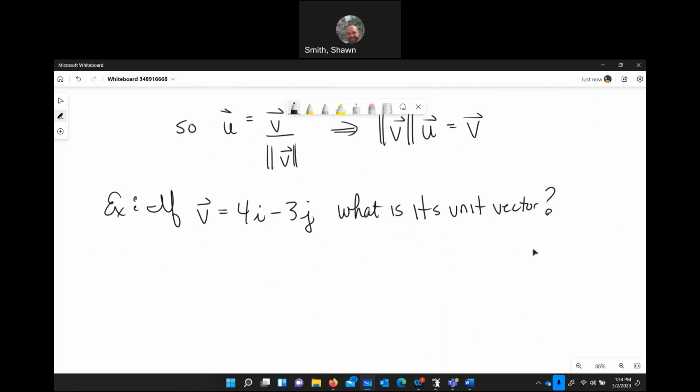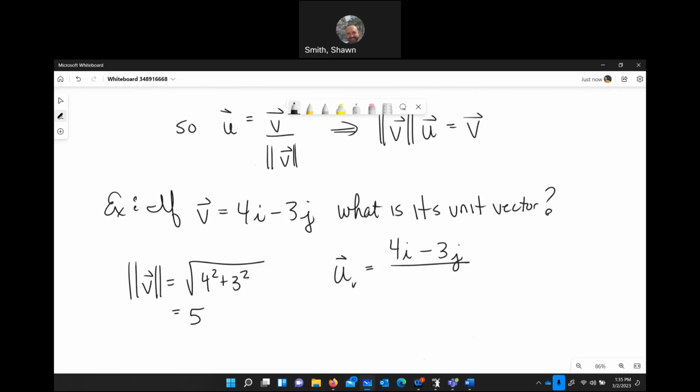Very simple. Find the magnitude. Square root of 4 squared plus 3 squared. We just did that, really. That's square root of 25, that's 5, right? So the unit vector, sometimes they put a little v underneath, like a subscript, to show that it's related to the vector v. Sometimes they don't, but we're just going to leave it like this. It is equal to the vector v, 4i minus 3j, all over the magnitude 5.